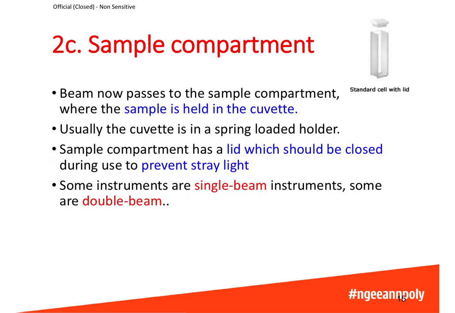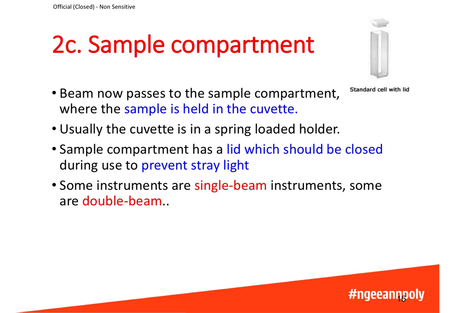After the light has been narrowed down to that particular wavelength, the beam of light now passes into the sample compartment, where the sample is held in a cuvette. The cuvette will be placed usually in a spring-loaded holder, and the sample compartment is usually black so that it can absorb any stray light, and it has a lid which should be closed to prevent stray light from coming in.